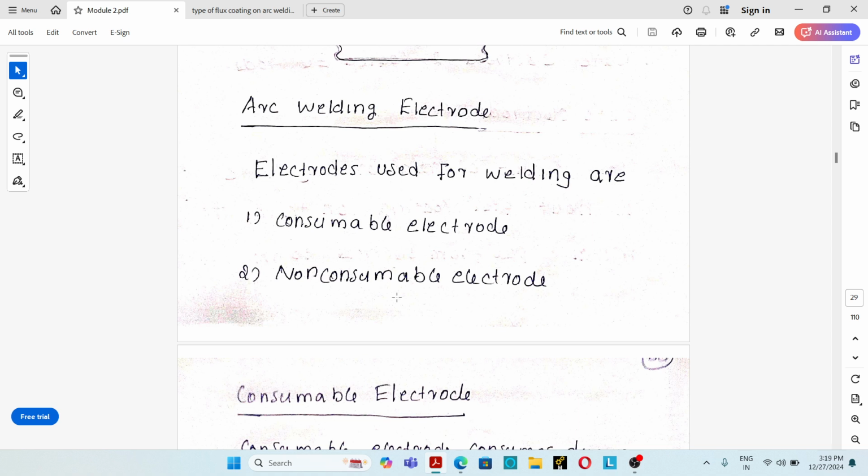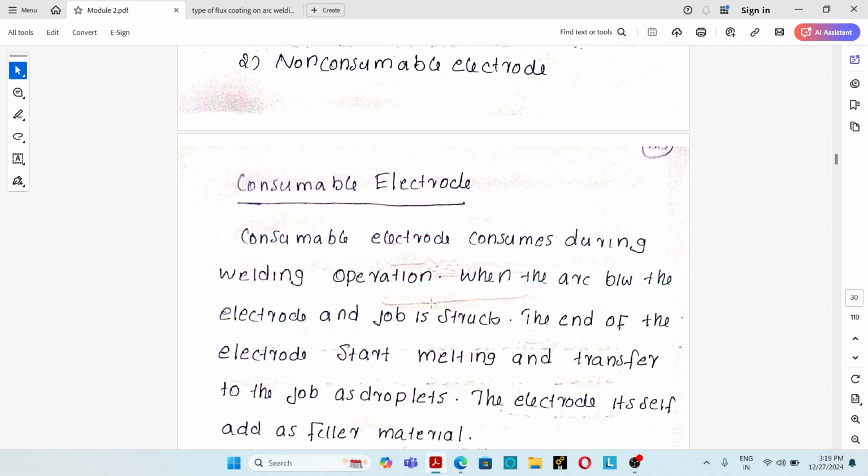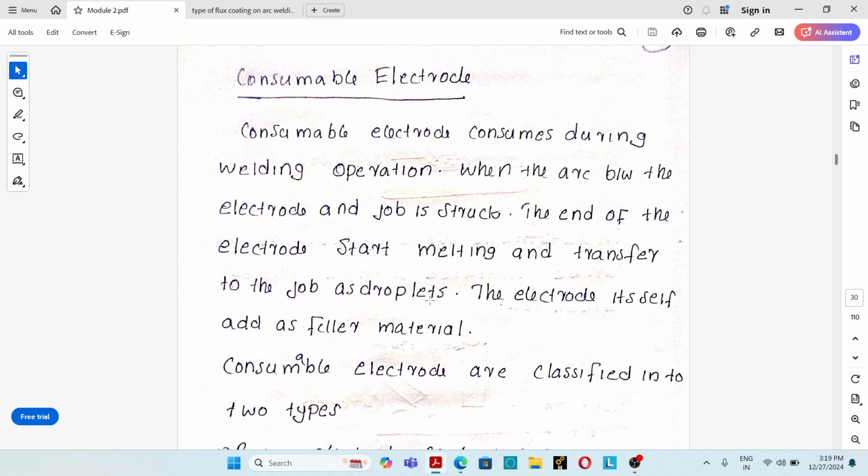In the case of a consumable electrode, when the electric arc is struck between the electrode and the workpiece, the electrode end gets melted and the material is transferred into the molten weld pool through the welding arc. So that's the basic difference between non-consumable and consumable electrodes. So, consumable electrode.